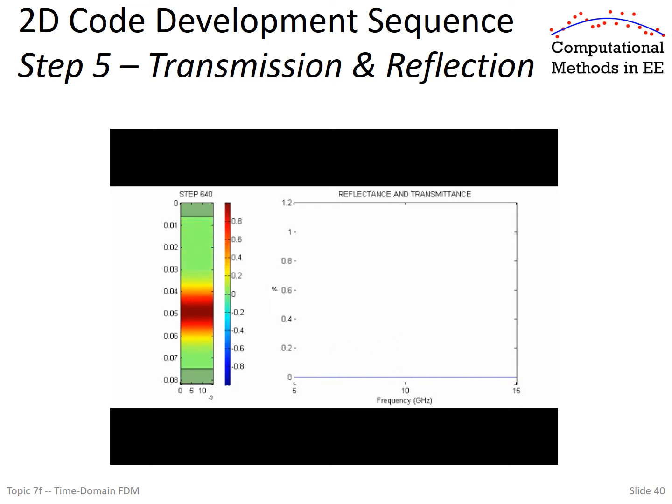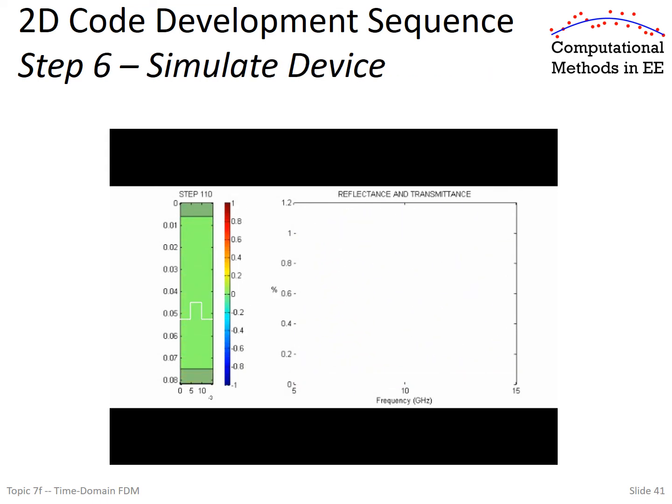At this point, we can move that total field scattered field source to the top. We still have air everywhere, and now we've added the ability to calculate reflectance and transmittance. So if everything's working correctly, we should see 100% transmission and 0% reflection, because we're just simulating transmission through air. So another intermediate step. Everything's working here, so we're ready to add a real device. And that's the last step.